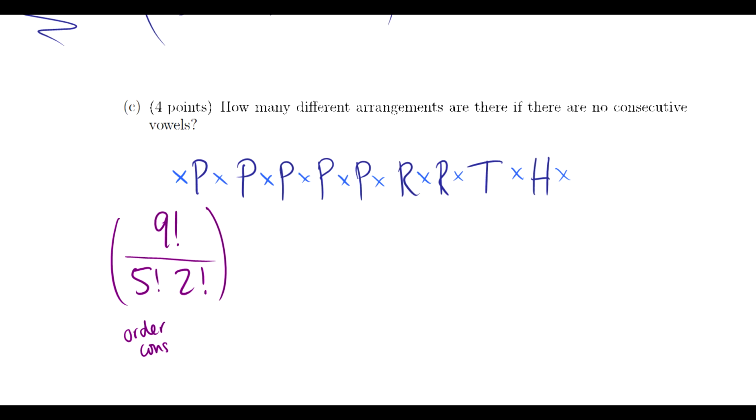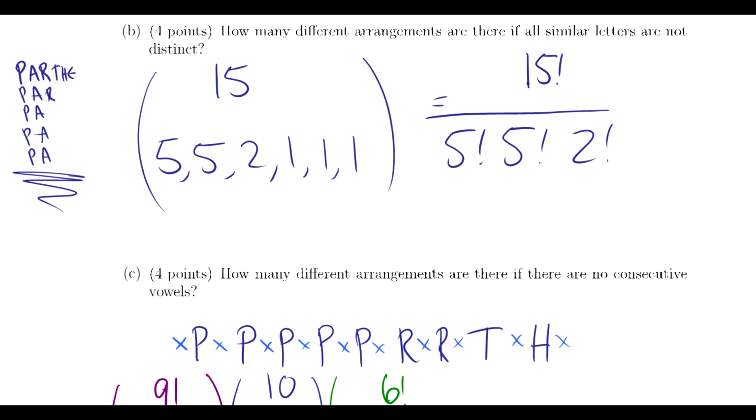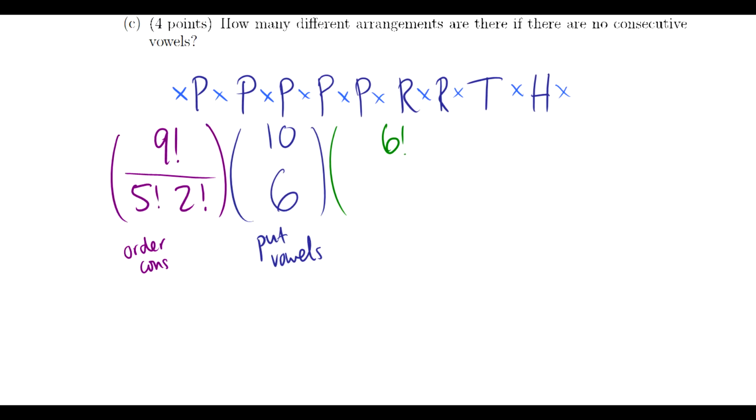So there's 10 spots, and there's 6 vowels, so we're going to choose 6 of these 10 spots to put vowels in. So this is where we put the vowels. And then, once we put in the vowels, we have to see how many ways we can order them. So there's going to be 6 factorial ways to order the vowels, but we have 5 A's and 1 E, so we're going to divide by the amount of A's they have, so it's 5 factorial. So this is then arranging the vowels.